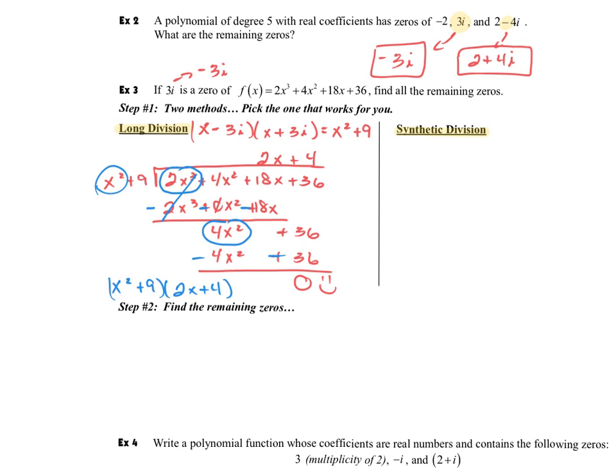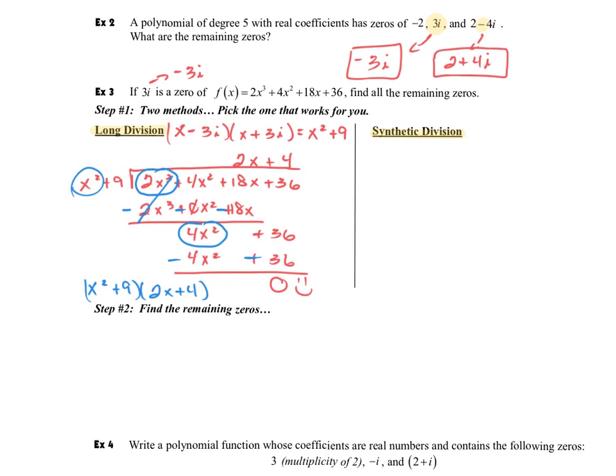Okay, so I'm going to pause there, and we'll go over and we'll look at what would you do if you wanted to do this with synthetic. So if you were doing the same problem with synthetic division, you would have to do synthetic division twice. So we're going to start with our coefficients. So my coefficients are 2, 4, 18, and 36. And I can do my synthetic division with my 3i first.